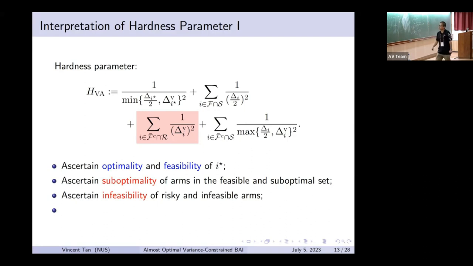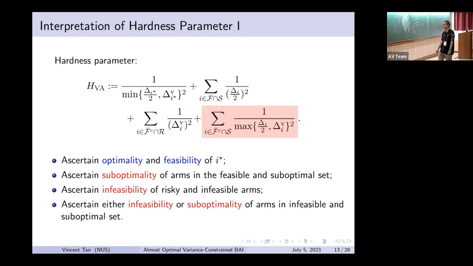Finally, what do we have? They are arms that are both infeasible and suboptimal. Those are the really bad ones. Because they are infeasible and suboptimal, ascertaining that they are either infeasible or suboptimal allows us to quickly kick them out of the game. So we have this max here. I have explained everything to you here, and hopefully everything here makes eminent sense.